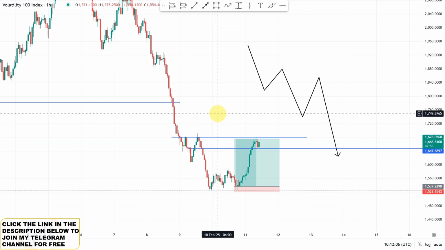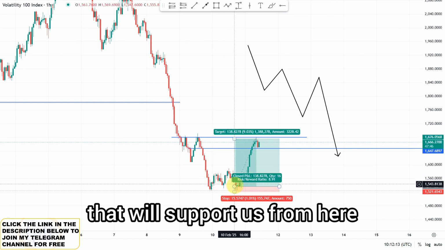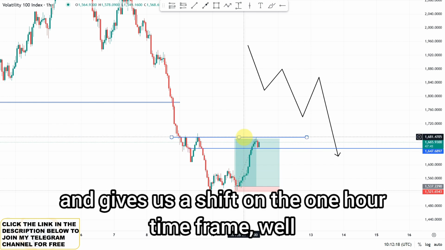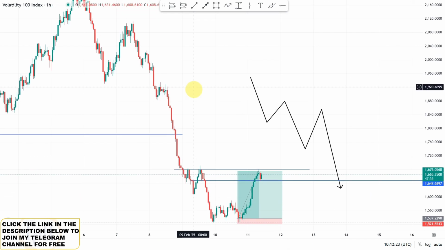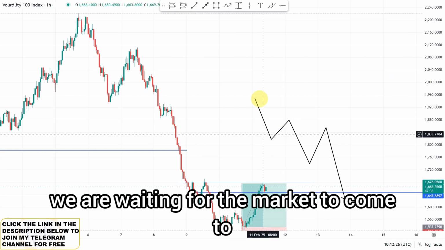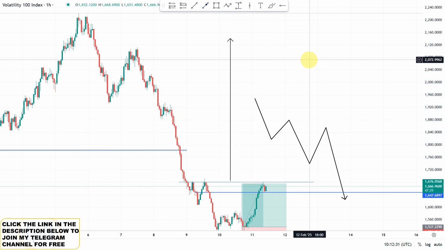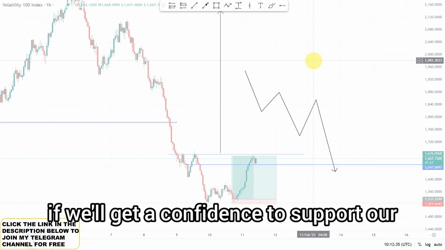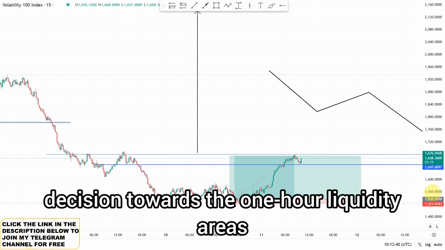So we said, okay, let us go on the lower time frame, the 15-minute time frame, to see if we will get a system that will support us from here, this area of 1 hour liquidity area. If the market breaks and gives us a shift on the 1 hour time frame, well, it will be just fine, because remember, we are waiting for the market to come to the daily liquidity areas that we saw on the daily time frame. So we went to the 15-minute time frame to see the market structure if we'll get a confluence to support our decision towards the 1 hour liquidity areas.